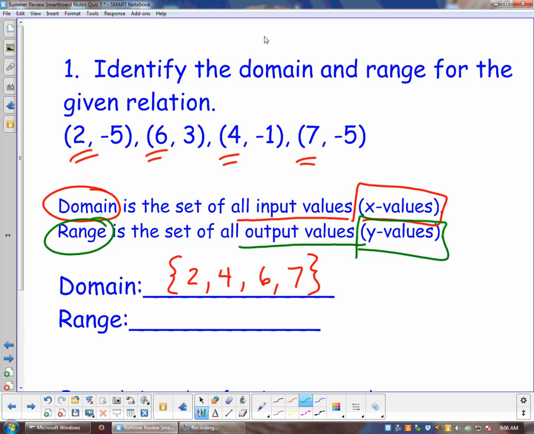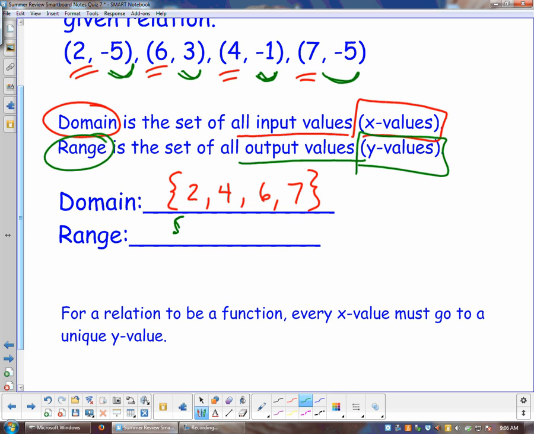And then the range is going to be your y coordinates. So that's -5, 3, -1, and -5 again. So I'm going to list those as -5, -1, and 3. So those are the range values.